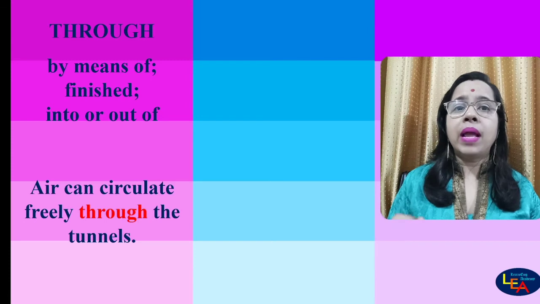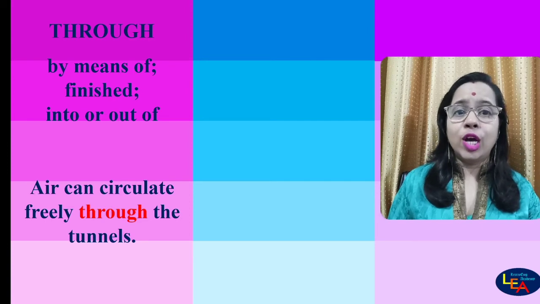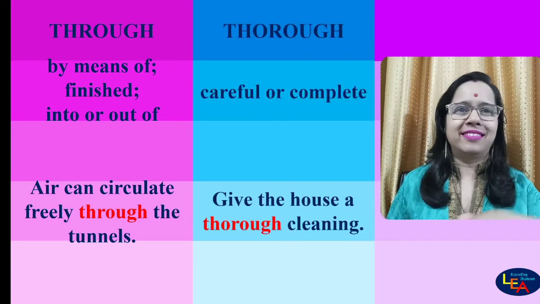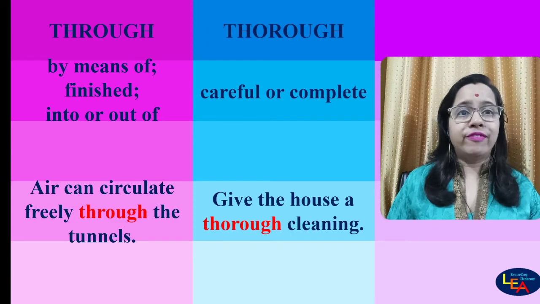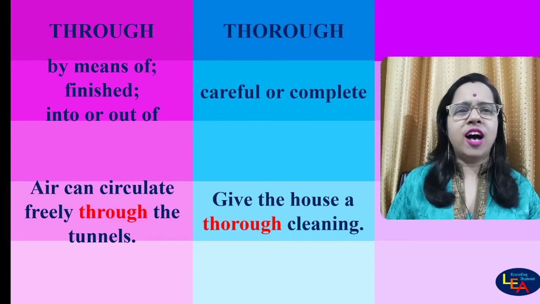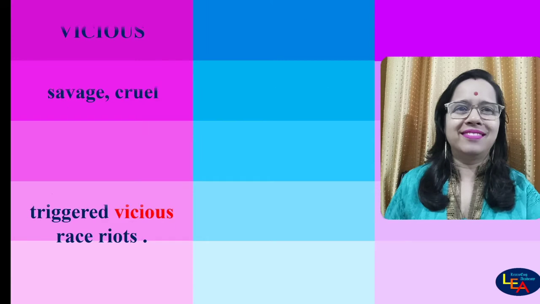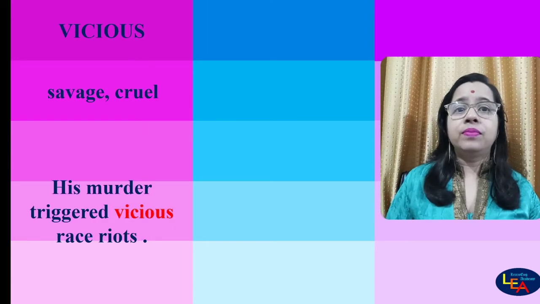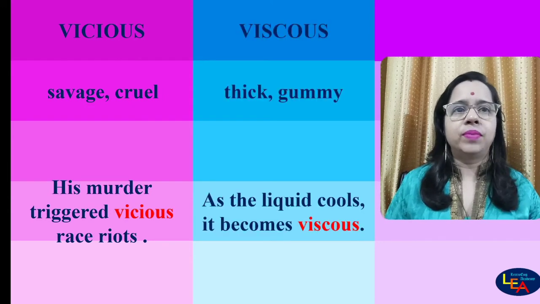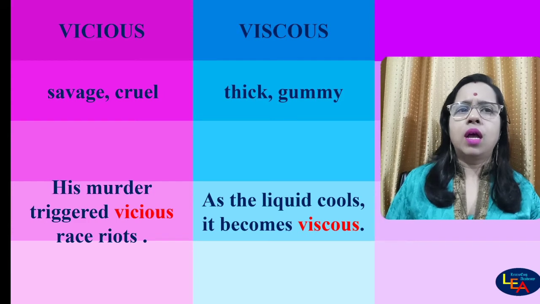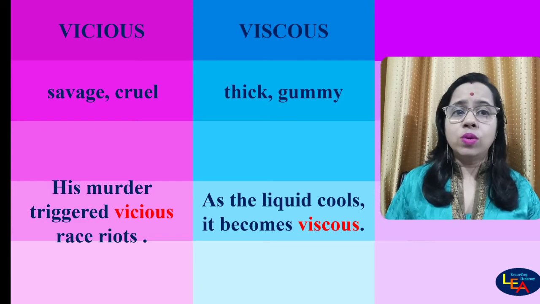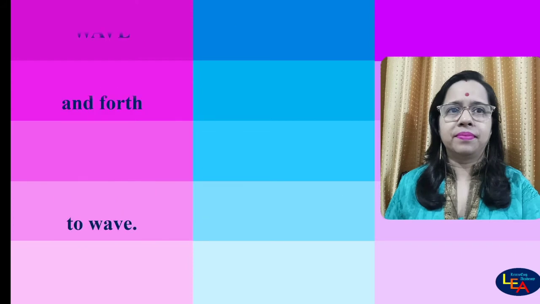Through: by means of, finished, into or out of. Air can circulate freely through the tunnels. Thorough: careful or complete. Give the house a thorough cleaning. Vicious: savage, cruel. His murder triggered vicious race riots. Viscous: thick, gummy. As the liquid cools, it becomes viscous.